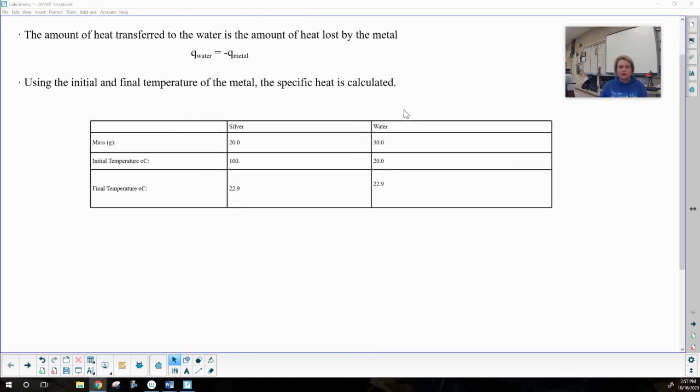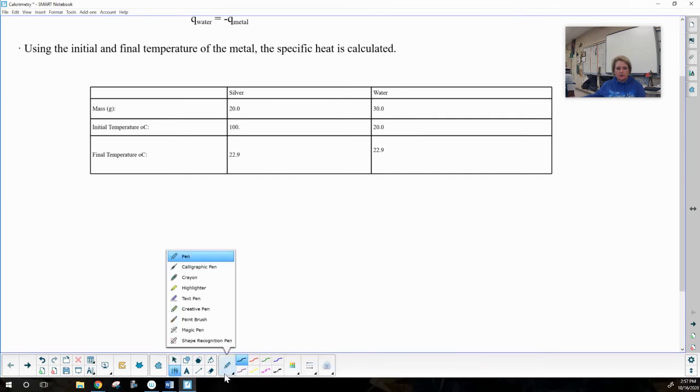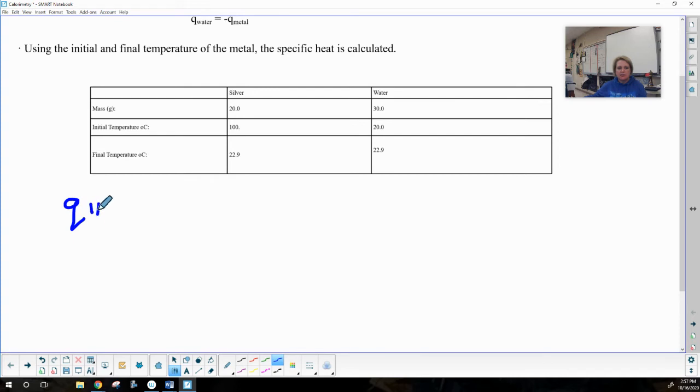So I'm going to first go through and calculate the amount of heat that was gained by the water. So I'm going to go here like this, and I am going to say blue for water. The heat gained by the water is going to be the mass of the water, the specific heat of the water, and the change in temperature of the water. Cum-cat, cum-sat, cum-cat.